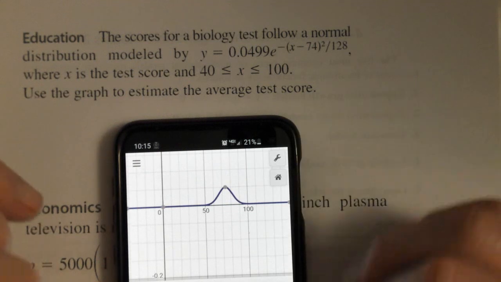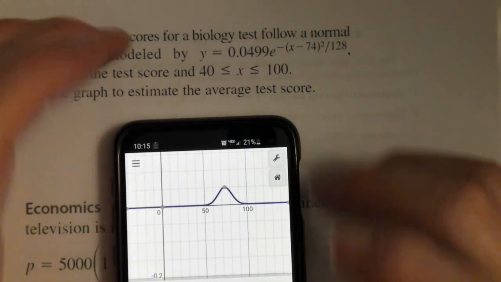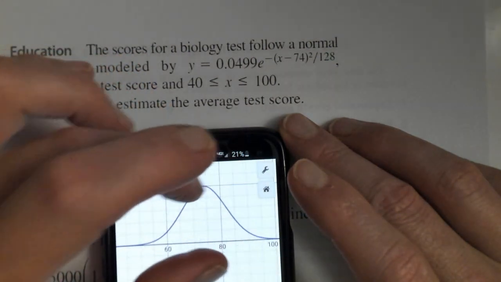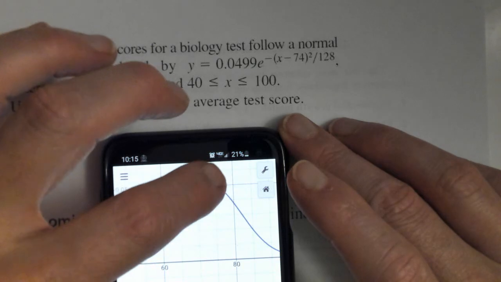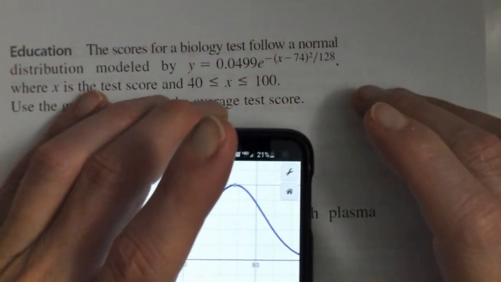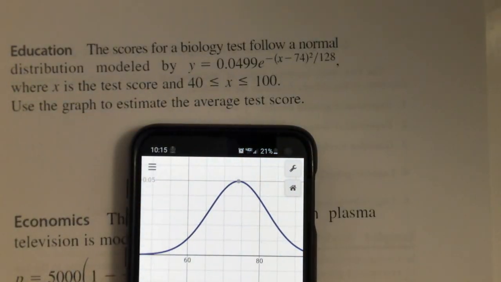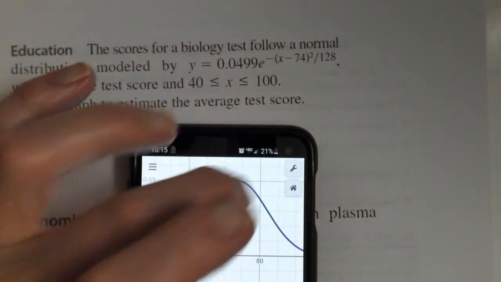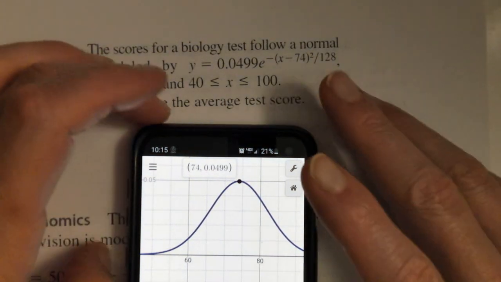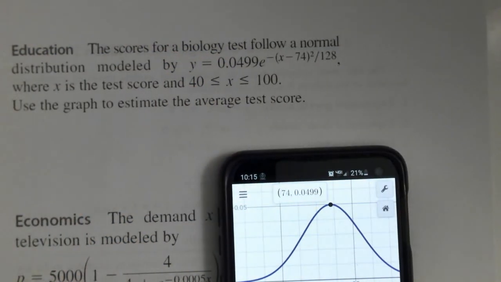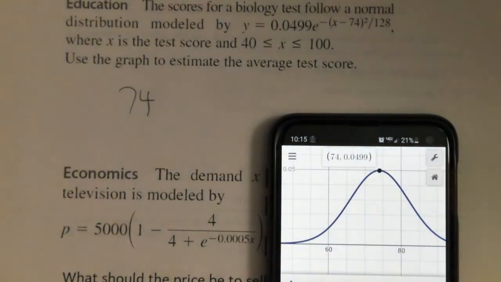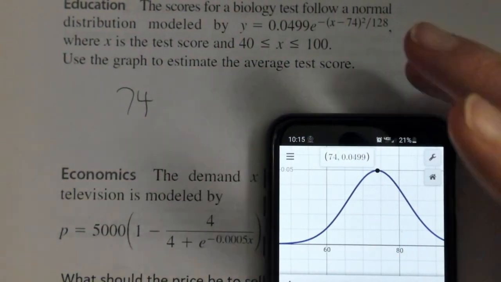Now we can kind of see where this average test score could be, because the average test score is going to be at the top of the bell curve of this thing. So remember, if you touch the function in Desmos, it gives you the points of interest, and one of my points of interest is the maximum. And so that maximum is at 74, and so in this case that is going to be my average test score. So we use the graph there to come up with that as a 74, and it is the right answer. So there you go.